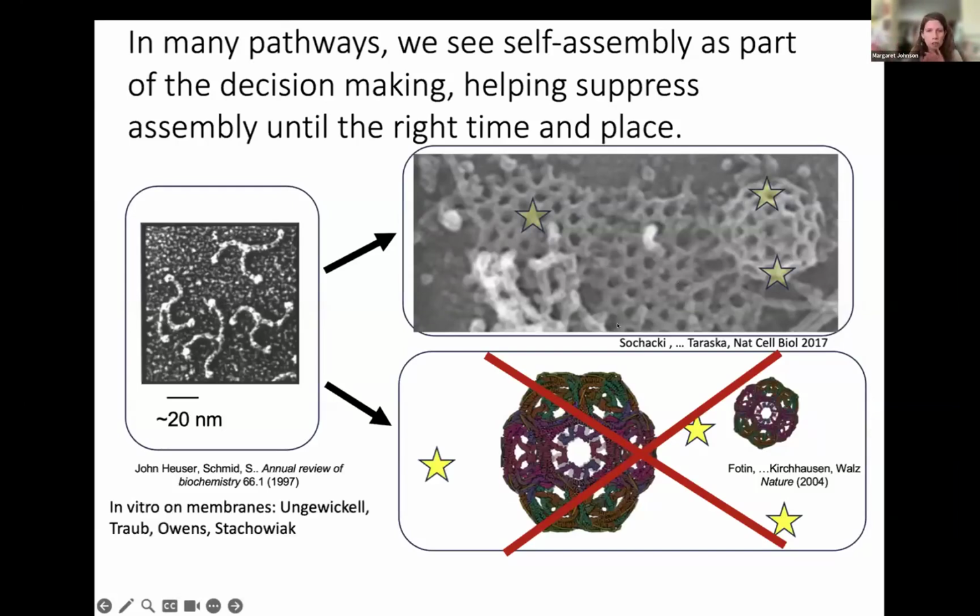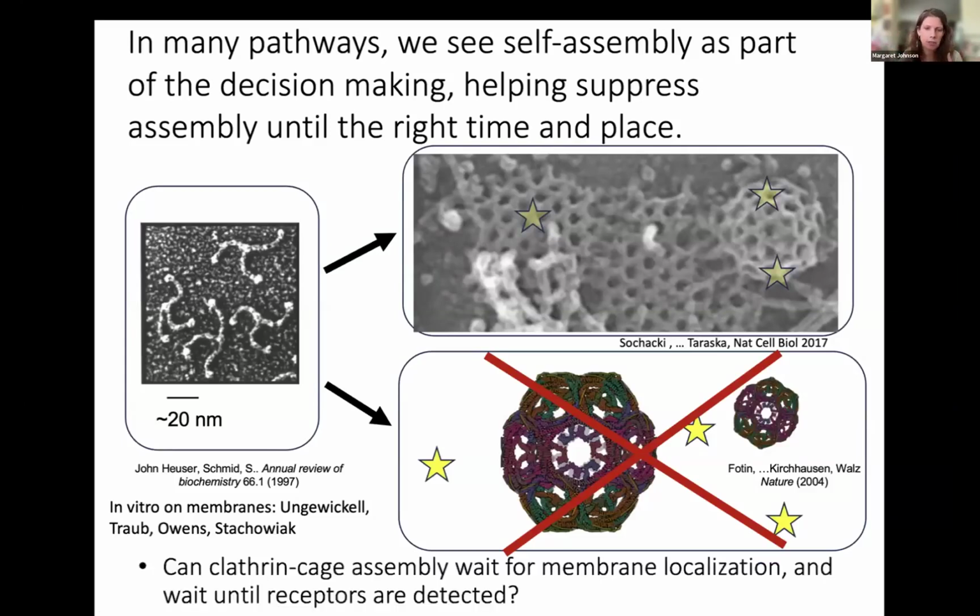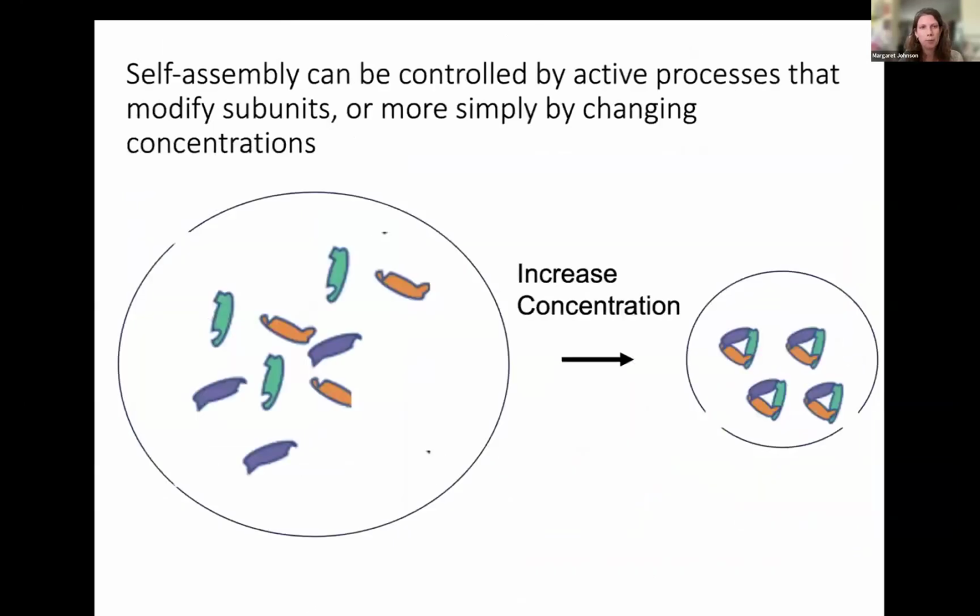But in vitro, you don't need receptors. You can get very similar structures in vitro on membranes, and it doesn't need receptors. And so the regime, we think, physiologically is simply different for nucleating than it is in these in vitro systems. So can we show that clathrin assembly can wait, and not just for localization to the membrane, but until you detect the membrane? So it can really be a discriminator for where and when you assemble.